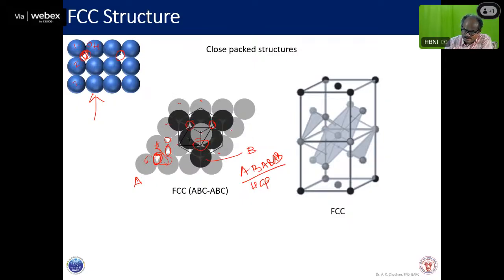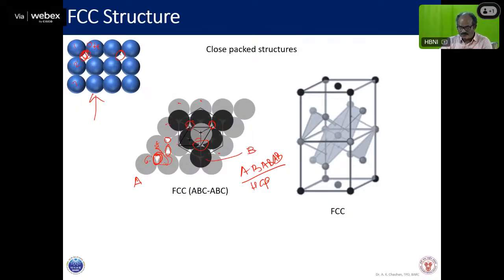And if you are adding a structure where you have one layer, then another layer, and the third layer is also different from these two layers, I'm talking about the alignment, right? Just visualize. In solid state physics, many of the things you need to visualize in order to understand them correctly.